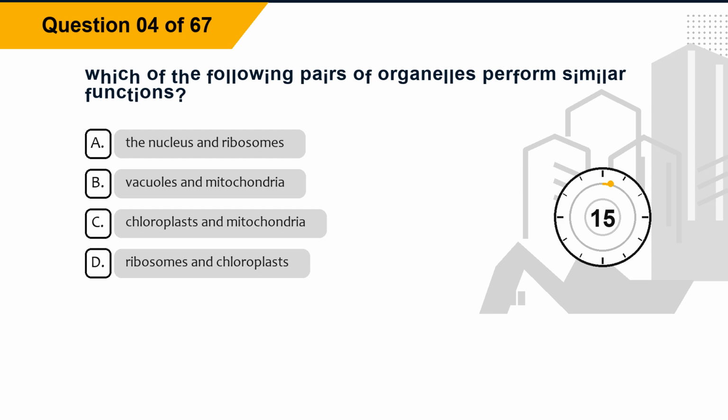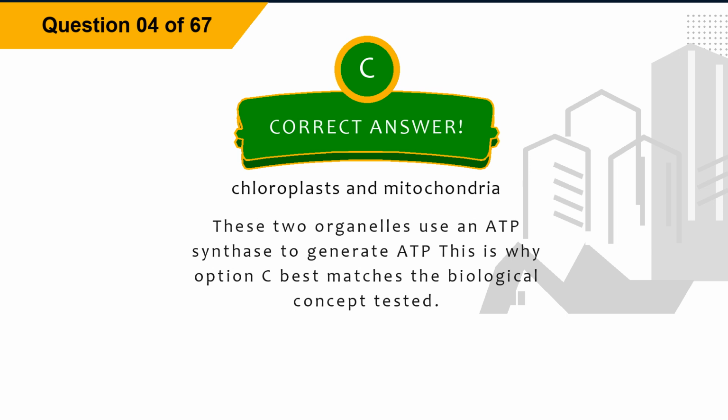Question 4. Which of the following pairs of organelles perform similar functions? Option A, the nucleus and ribosomes. Option B, vacuoles and mitochondria. Option C, chloroplasts and mitochondria. Option D, ribosomes and chloroplasts. The correct answer is option C, chloroplasts and mitochondria. Explanation. These two organelles use an ADP synthase to generate ADP. This is why option C best matches the biological concept tested.